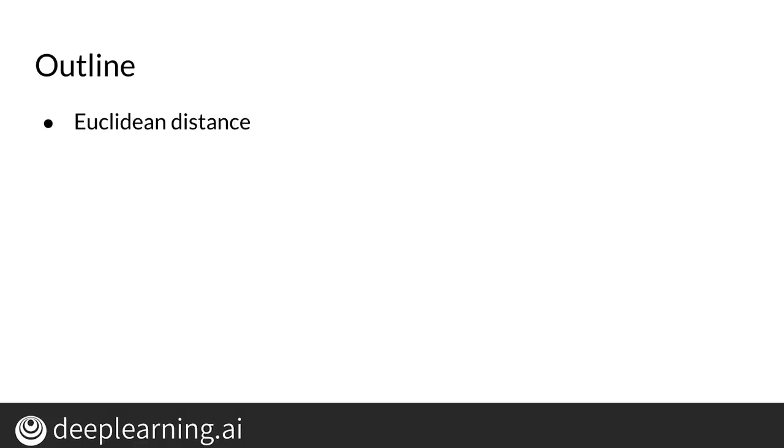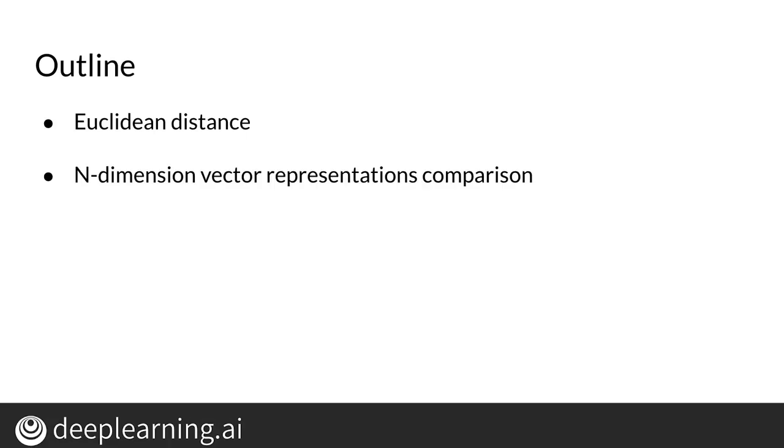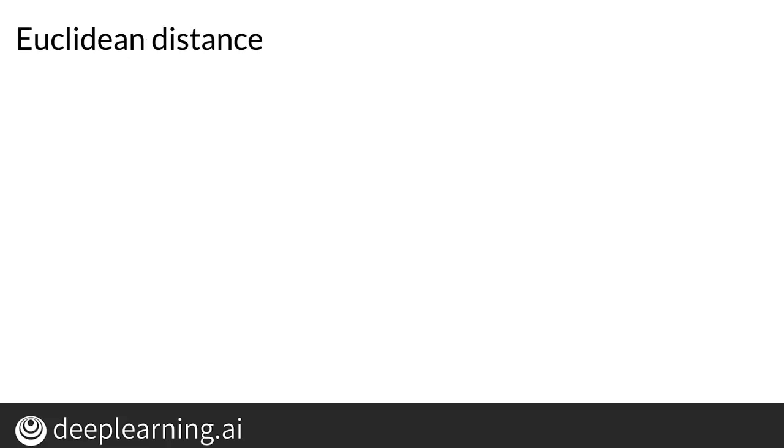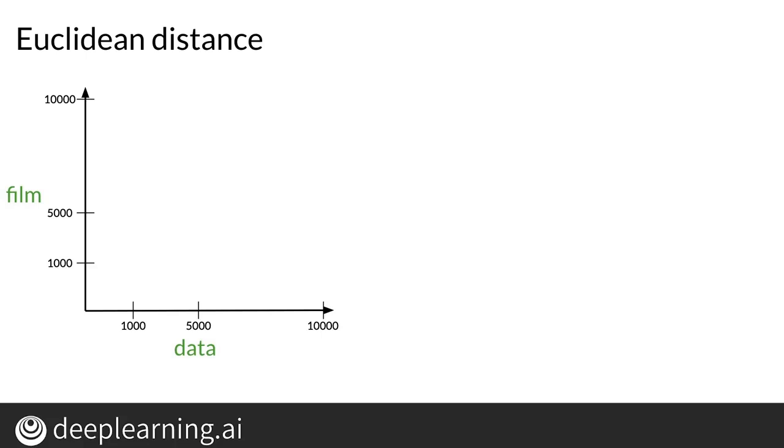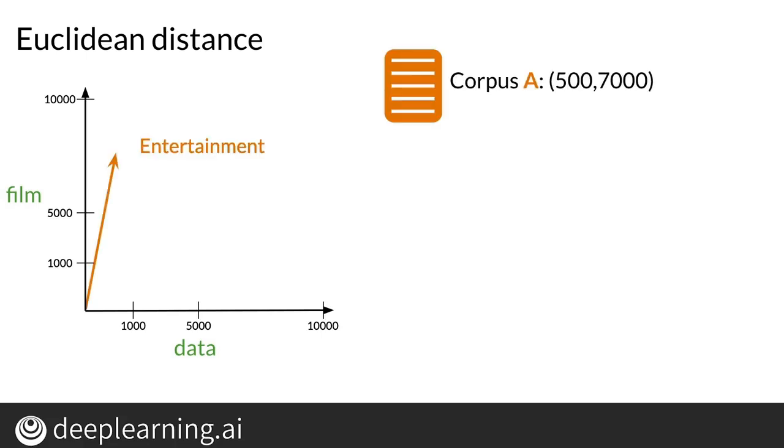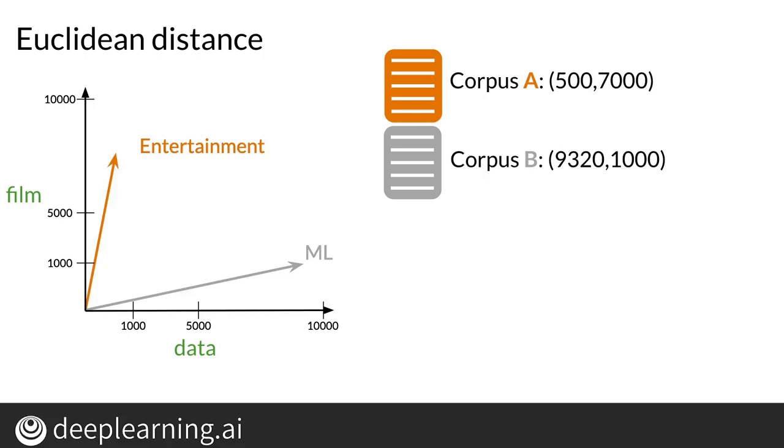Hello! In this video, you're going to learn about Euclidean distance, which is a similarity metric. This metric allows you to identify how far two points or two vectors are apart from each other. During this segment, you'll get the Euclidean distance between two document vectors, like the ones from the previous video, and then generalize that notion to vector spaces in higher dimensions. Let's use two of the corpora vectors you saw previously. Remember, in that example, there were two dimensions, the number of times that the word data and the word film appeared in the corpus. Corpus A will be the entertainment corpus, and corpus B will be the machine learning corpus.